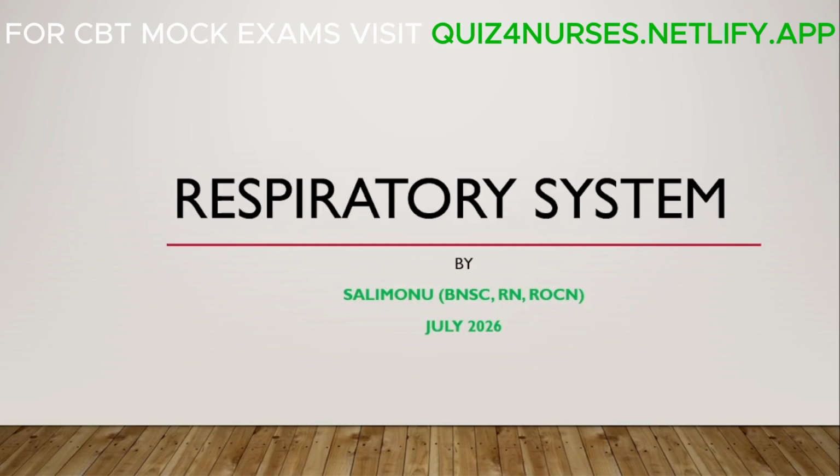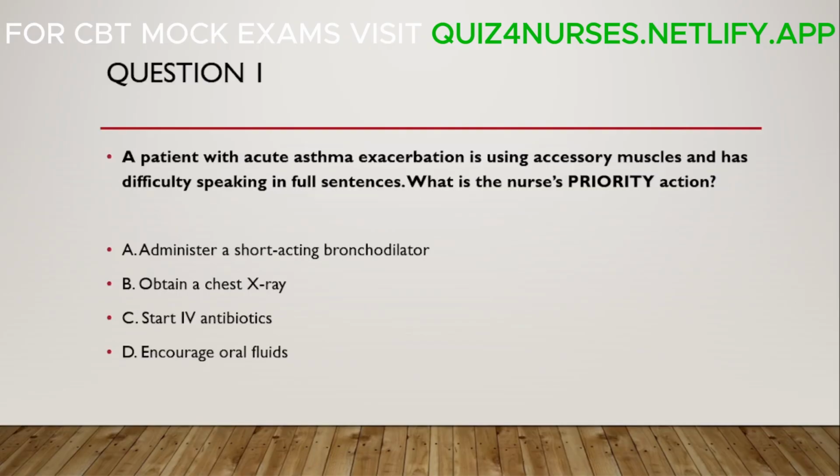The modality of this tutorial will be in form of questions and answers, whereby we'll discuss scenario-based questions. I'll go into details to explain what the question means and also to explain the rationales for each answer. Question 1 says, a patient with acute asthma exacerbation is using accessory muscles and has difficulty speaking in full sentences. What is the nurse's priority action?